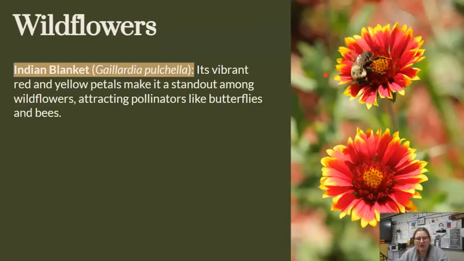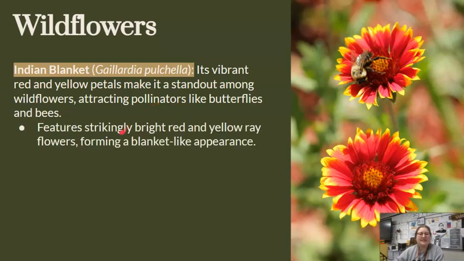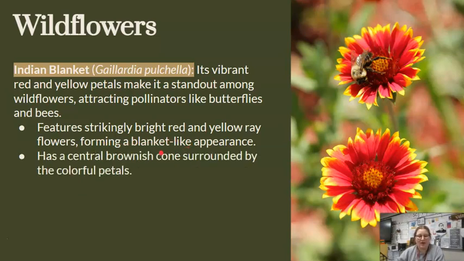All right, let's look at 2 wildflowers. First one's going to be Indian blanket, so Gaillardia pulchella, and its vibrant red and yellow petals make it a standout among wildflowers, attracting pollinators like butterflies and bees. It has red and yellow ray flowers, forming a blanket-like appearance, so they have a lot of flowers that kind of cover that whole area.